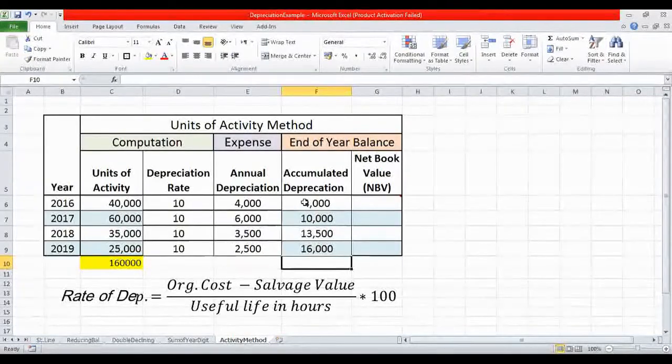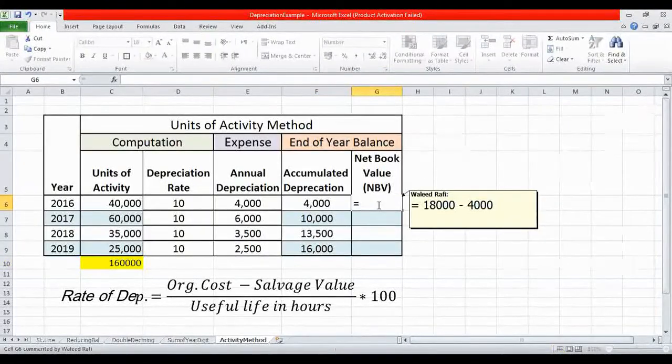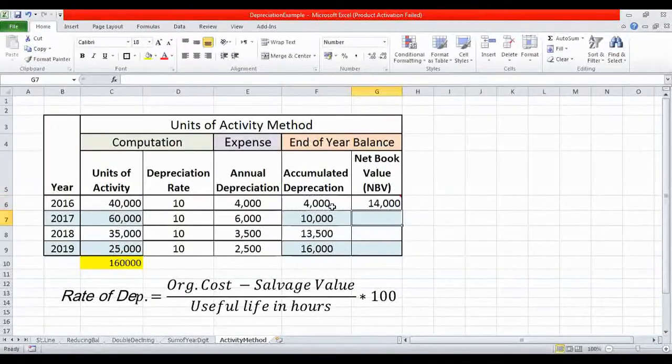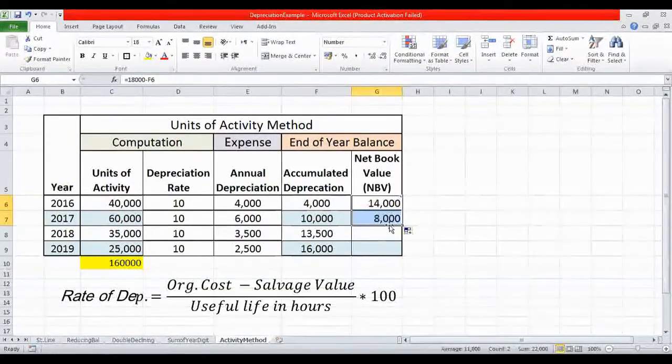So how to calculate the net book value? The net book value is very easy to calculate, again because we started it with the total cost is 18,000. So 18,000 we are simply going to put over here 18,000 minus the accumulated depreciation 14,000. We will keep on going it like this. So we will paste it over here 8,000. We will keep on going like this 4,500, again 2,000.